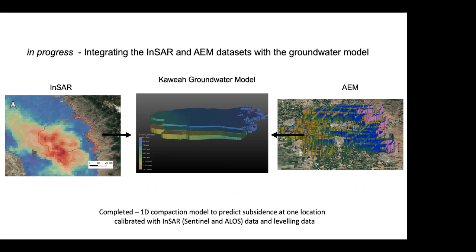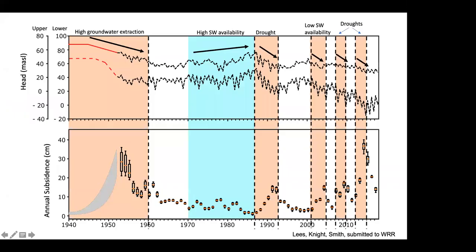What we have completed through integrating these two data sets is a 1D compaction model so that we know the link between water levels and subsidence at one location. And this was a model that we developed calibrating with InSAR data and leveling data. And this effort was led by Matt Lees, the paper recently submitted to WRR. So, a bit complicated, focus on the top panel first. This is showing the head levels. So the water levels in the upper aquifer and the lower aquifer going back to 1950.